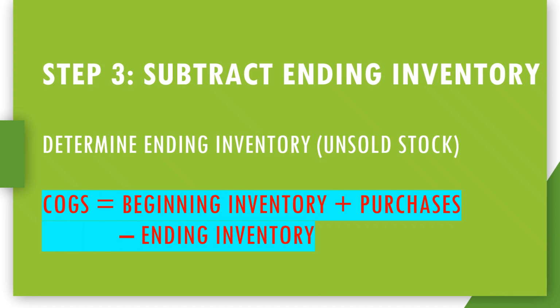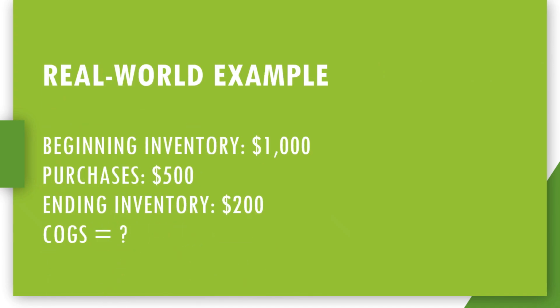Subtract your ending inventory, which is what was left at the end of the period. This gives the cost of goods that were actually sold. Formula: if you start with 100 units, buy 50 more and have 30 units left, COGS is the cost of 120 units. Simple subtraction makes a big difference in accuracy. Let's calculate: $1,000 plus $500 minus $200 equals $1,300. This is your COGS for the period.